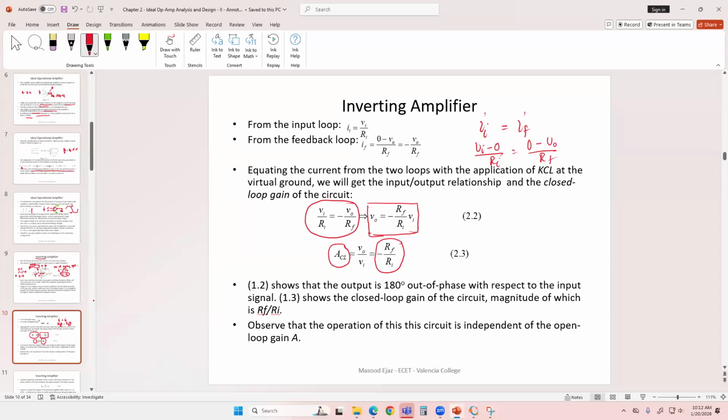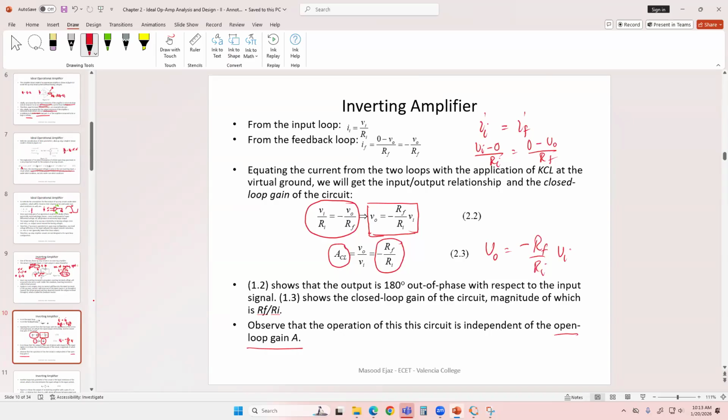And observe that you don't have any open loop gain in that expression. It's independent of open loop gain. So in this case, V out is equal to negative Rf over Ri times V input. Once you set the closed loop gain, then you can get any output value based upon any input value multiplied by that closed loop gain.